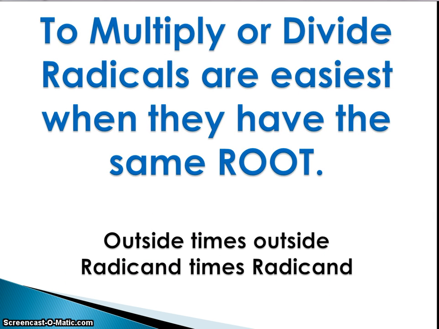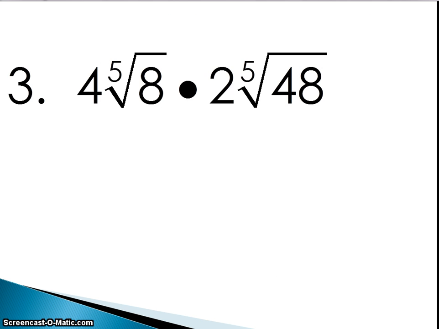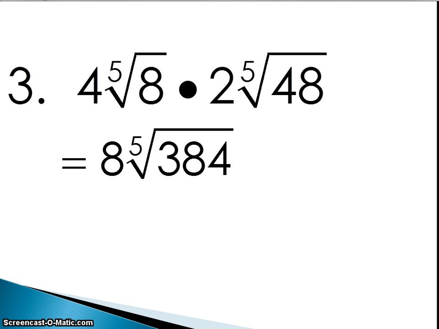To multiply or divide, radicals are the easiest when they have the same root. We're going to say outside times outside and radicand times radicand. So in this problem, they have the same root, so we can multiply these together. 4 times 2 gives us 8, and 8 times 48 is 384. Don't forget that it's still a 5th root.